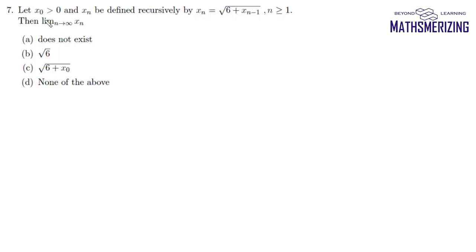Now question number 7 is, let x0 be greater than 0 and xn be defined recursively by xn equals the square root of 6 plus x(n-1), where n is greater than or equal to 1, then this limit as n tends to infinity of xn is. Now we can write this xn as the square root of 6 plus x(n-1). We can write this as xn^2, which will be 6 plus x(n-1).